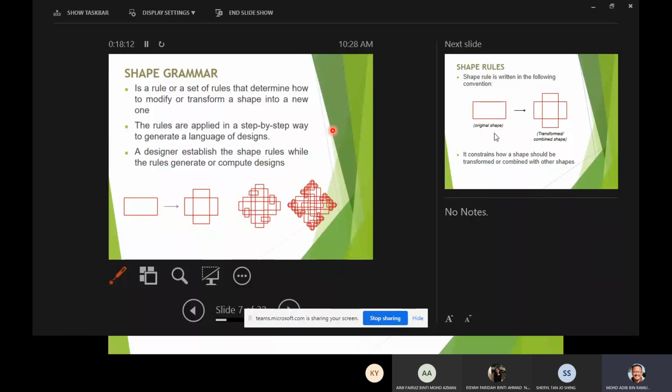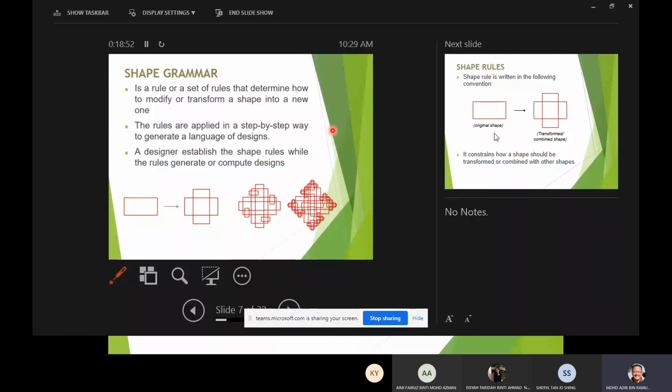So instead of just creating one design, you create a language of design that makes it possible to create a variety of designs. By using a language, you can create multiple designs instead of just one. A designer establishes the shape rules while the rules generate or compute designs. In the case of this module, where you are going to apply it manually, you need to draw. Based on the rules, you arrange the shape according to the rules.